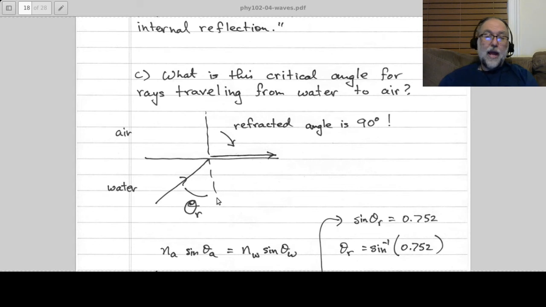It turns into a mirror, and that's because you've gotten to this point of total internal reflection. Okay, so I call that angle the critical angle theta r for reflection. That's the point where it switches over from refracting to reflecting. And so in this question I say, what is the critical angle for rays traveling from water to air? What do I mean by that? Well, that critical angle occurs when the refraction reaches the maximum of 90 degrees in the air.